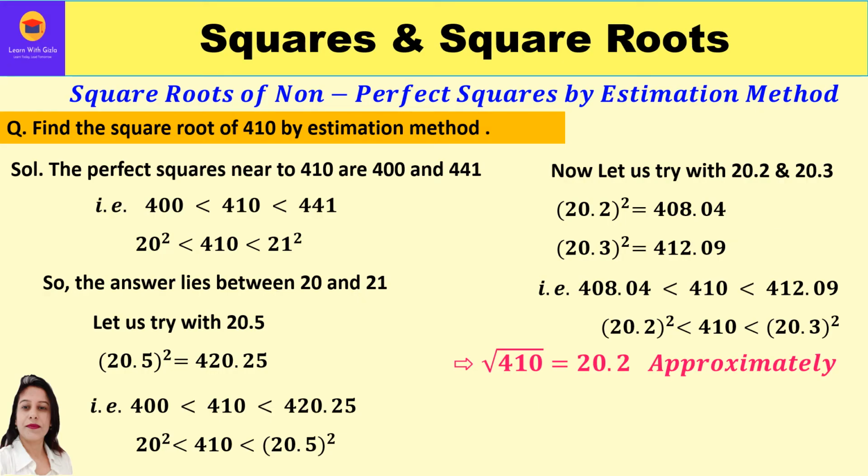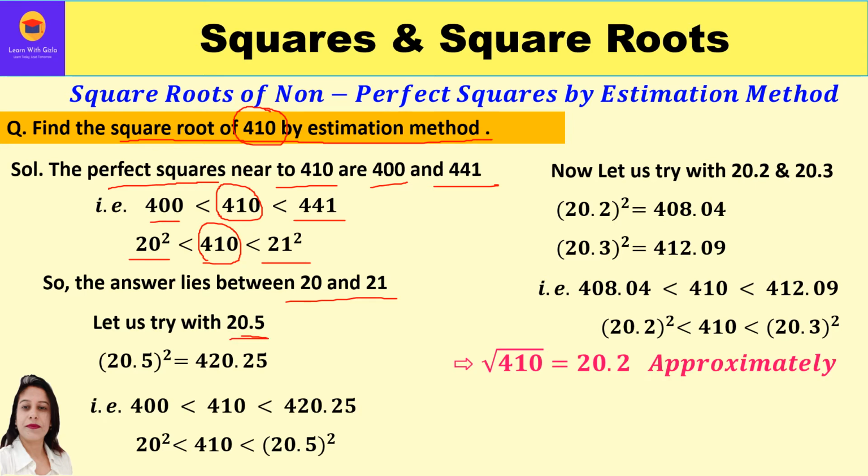Let me explain estimation method with the help of a question. The question says find the square root of 410 by estimation method. Now this number 410 is a non-perfect square number. So we can say the perfect squares which are near 410 are 400 and 441. That means 410 lies between 400 and 441, which are squares of 20 and 21. So basically the square root of 410 will also lie between 20 and 21.